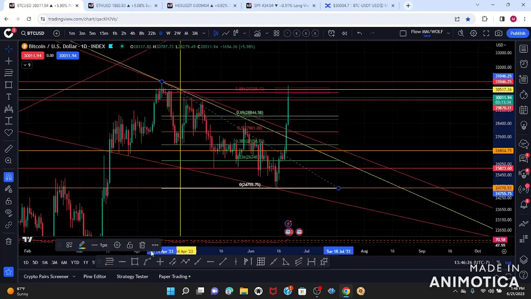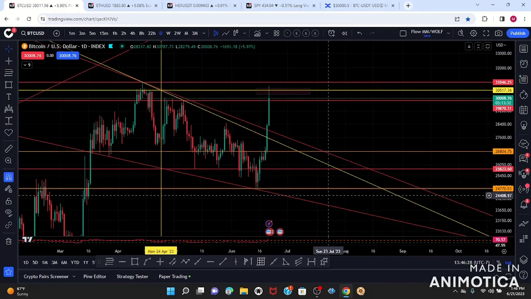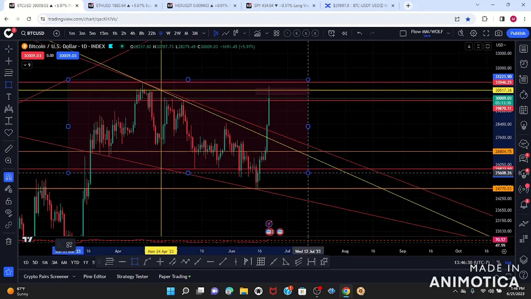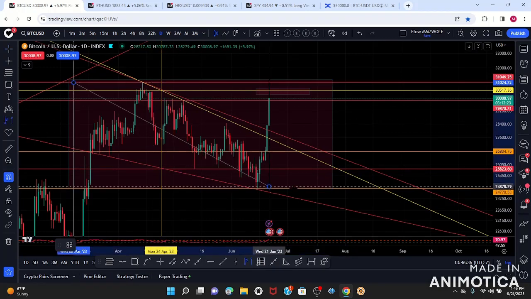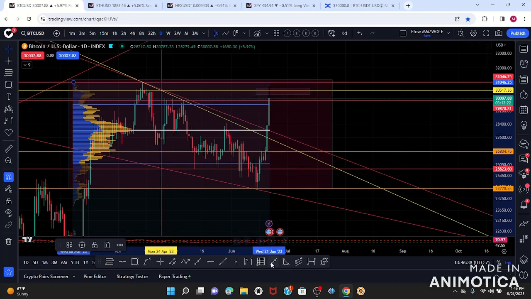In the end of the day, we continue within this range, right? And it's important to understand that this is your contraction phase, and we're just literally continuing. And if we throw a point of control here, right?